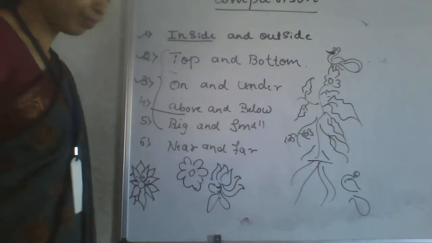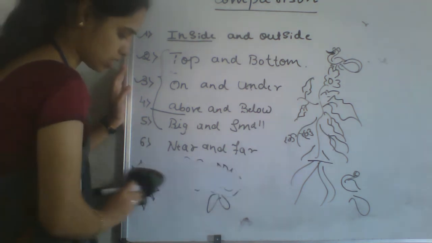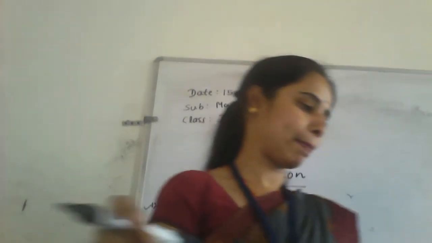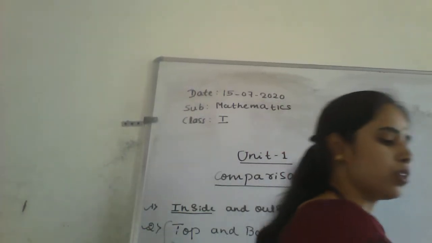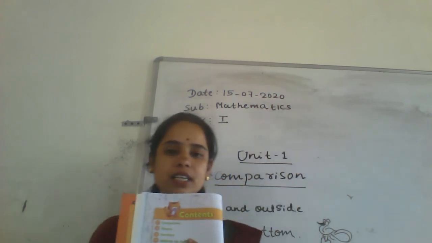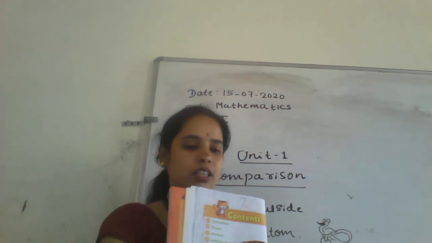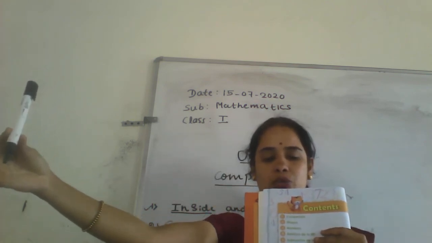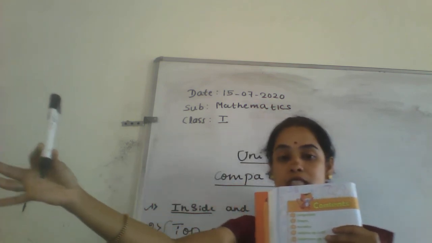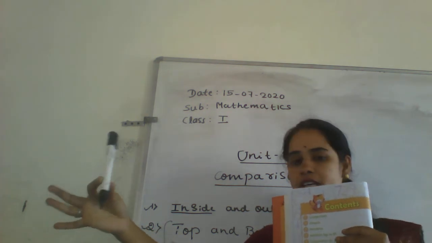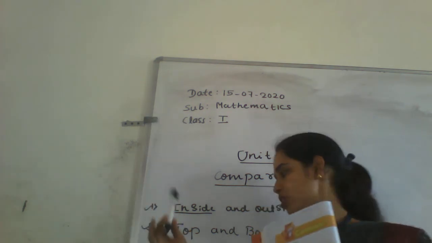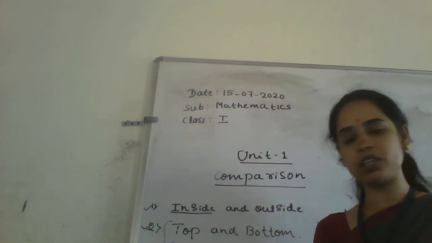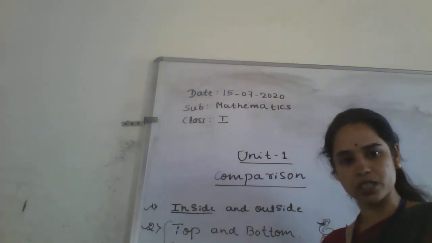Next, another example. It's a textbook, right? It's a marker, right? Which is very near to me? This textbook. Which is far from me? This marker. This is the difference between these two words, near and far. I hope you all are clear with these words.